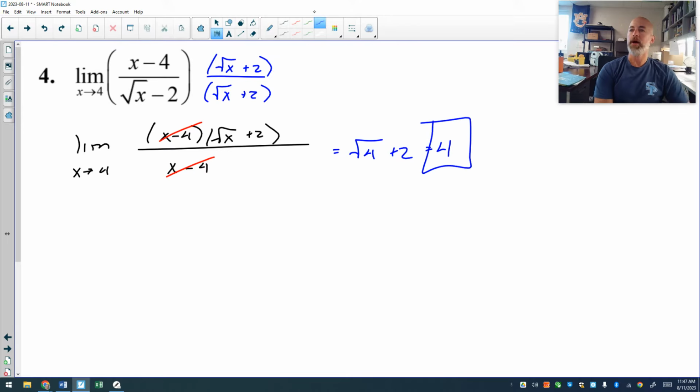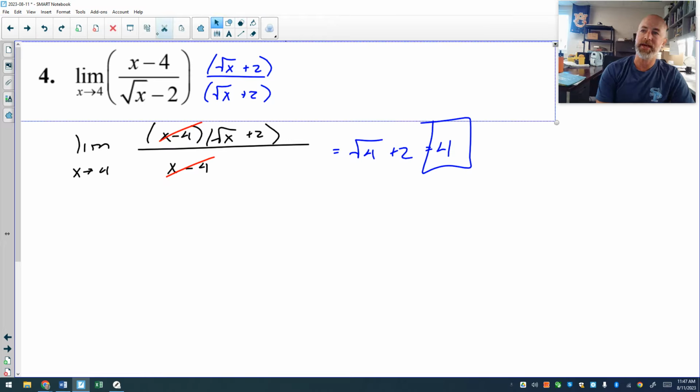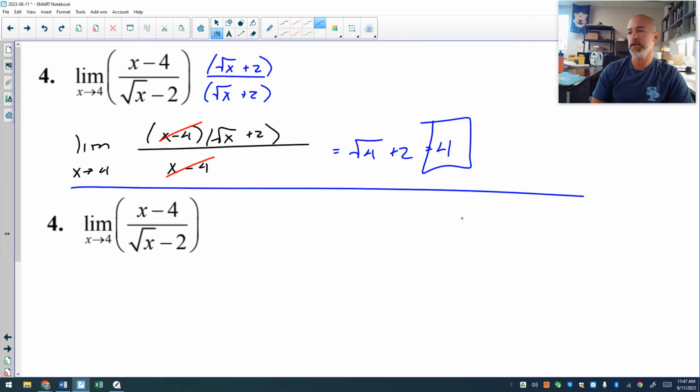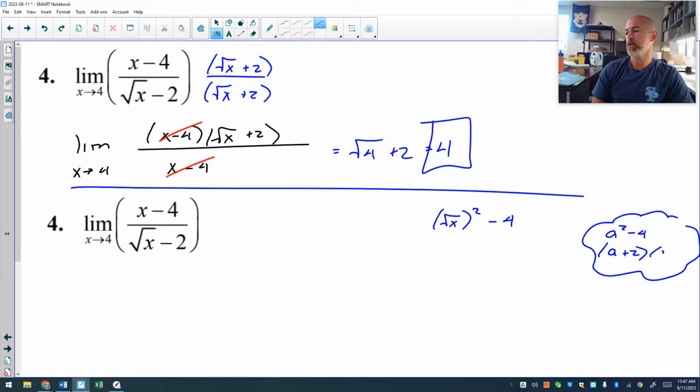So there's that one. Now I'm going to work this one out a second time just to give you another option. And so what you could do is you could actually factor the numerator in this one. So I'm looking at the denominator, that's root x minus 2. The top, I'm going to do what I call force factoring, and I'm going to change x minus 4 into the square root of x squared minus 4. And now that looks an awful lot like the expression a squared minus 4, which is a difference of squares, a plus 2, a minus 2, except my a term is the square root of x.